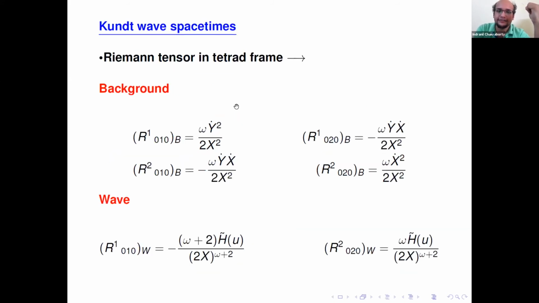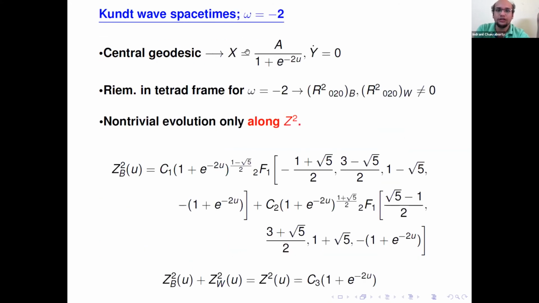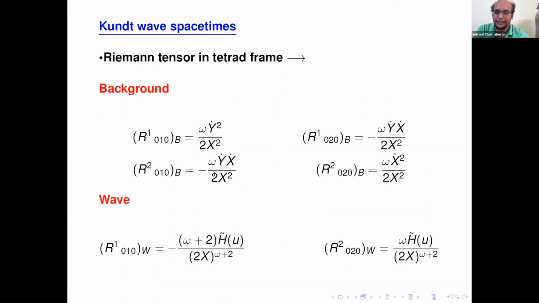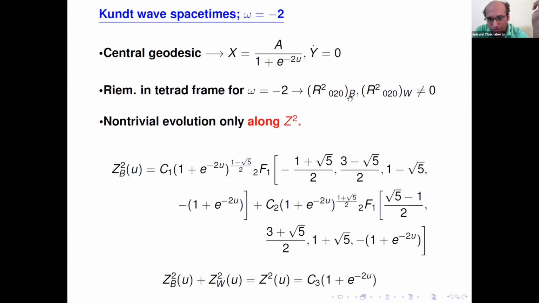So the Riemann tensor in the tetrad frame for any general omega in Kundt wave space-times is given over here, where you see that for the wave, it is proportional to the h tilde term. Okay, so now we do it for omega equal to minus 2. So we obtain analytical results, x and y dot, these are the central geodesic. We substitute omega equal to minus 2 in the values of this Riemann tensor, and we find that only 2020b and 2020w contribute, they are non-zero. Thus, there is non-trivial evolution only along z.